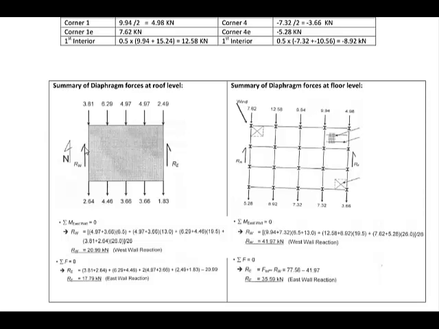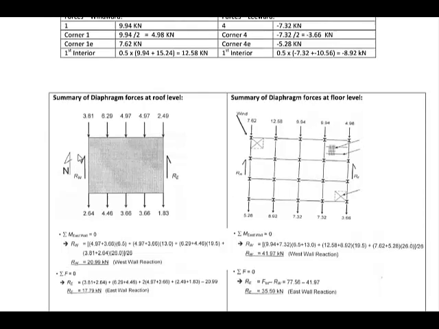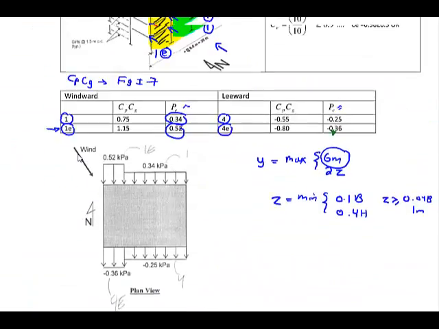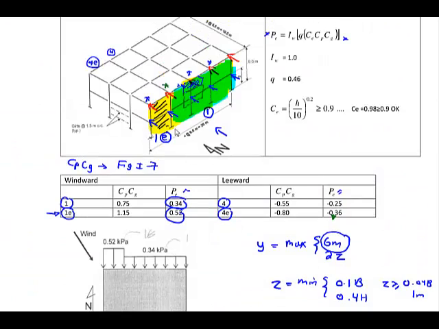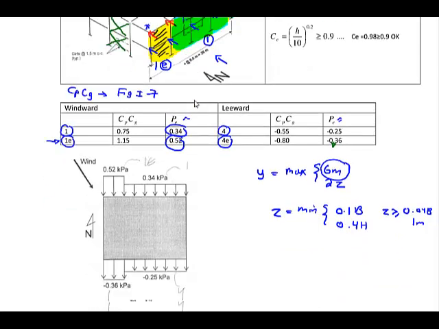Similarly, I can use these forces to find what my brace loads are. So if I look at my building, I have a braced bay over here. Okay, so that's the system that's used in this building. We have a braced bay over here. So what are the forces coming on these braced bays? I can find it using these diaphragm forces I found.